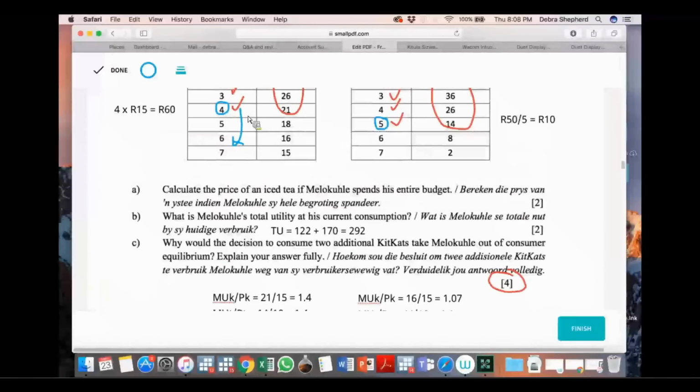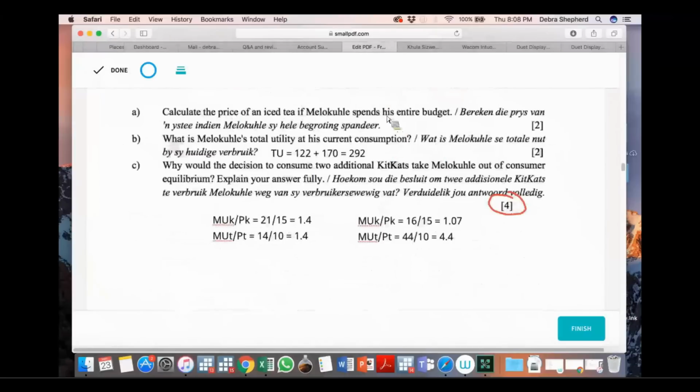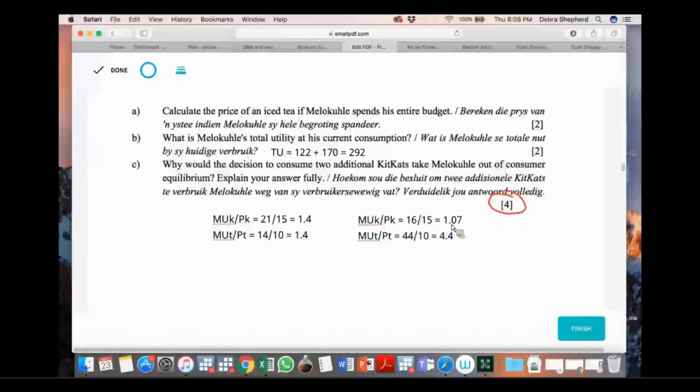Okay, so the important part to this question is remembering that if he increases his Kit Kat consumption by 2, from 4 to 6, he has to sacrifice some iced tea. So we wouldn't be comparing this 1.07 to that 1.4 there, because that would be unaffordable. We have to find his new marginal utility of iced tea per rand spent on iced tea, and that will then prove that even though he's spending all his money here, he's not spending it efficiently. He could have more utility if he went back to this consumption there.